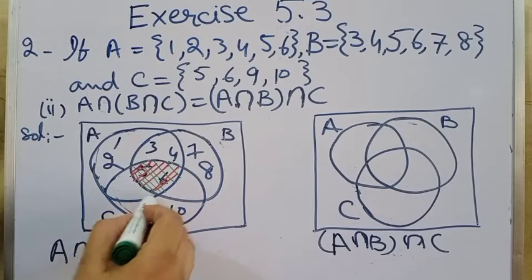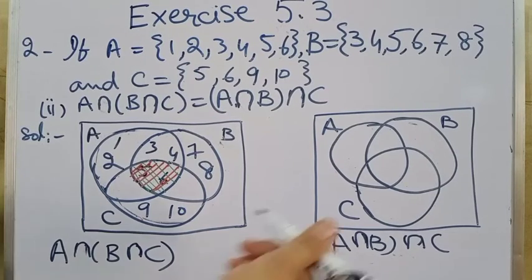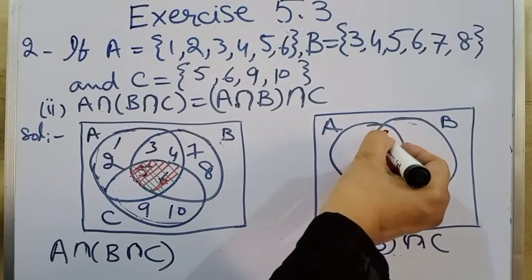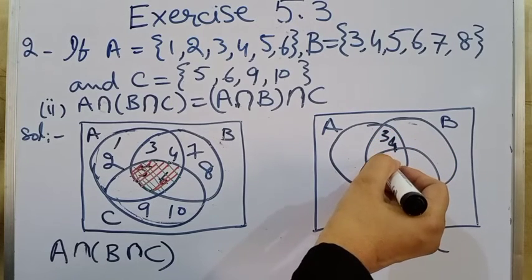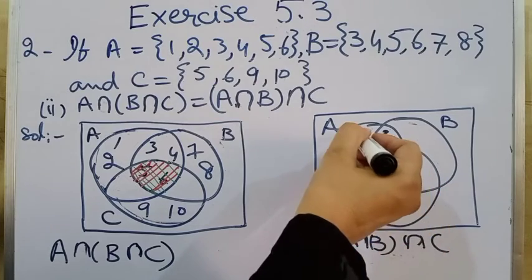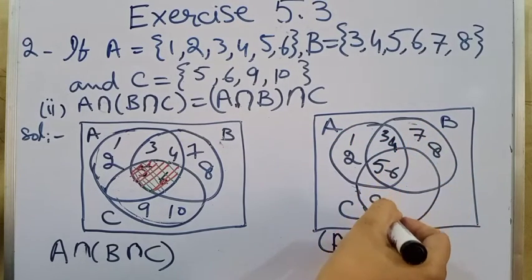and A intersection B intersection C is also a, so only this portion contains common points of these three sets. Next we have to write here elements 3, 4, 5, 6, 1, 2, 7, 8 and 9, 10.